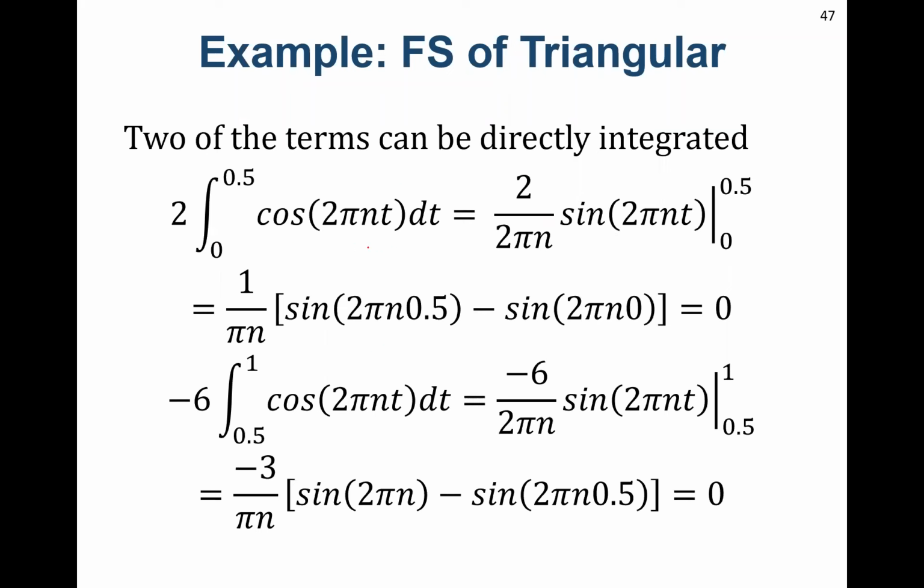So 2 times the cosine 2 pi nt dt gives 2 over 2 pi sine 2 pi nt. That's when you use the chain rule to get that value. And then we have our integration limits there from 0 to 0.5. Now we're going to go ahead and evaluate the limits. You can see that my 2's will cancel over here. I'm left with 1 over pi times n, then the sine of 2 pi n. This is my upper limit value for t, and my lower limit value for t is here.